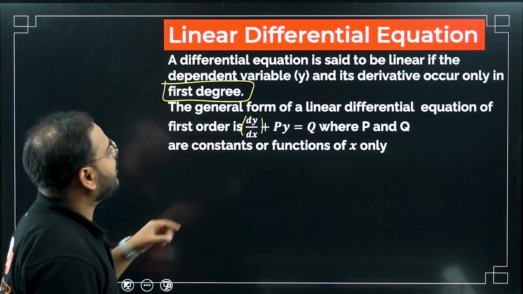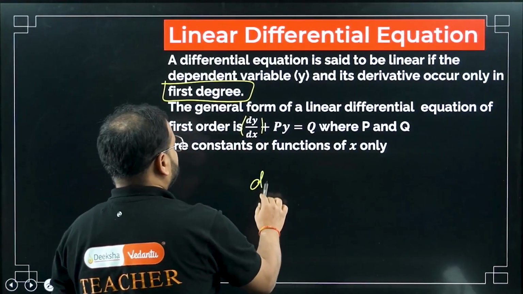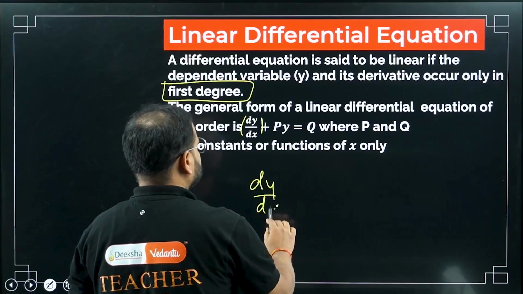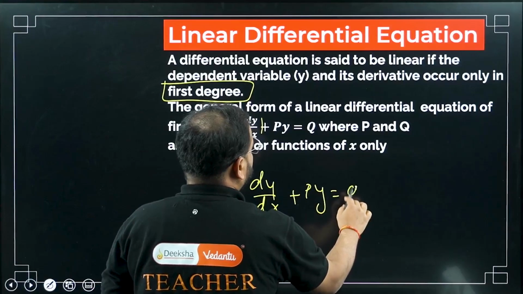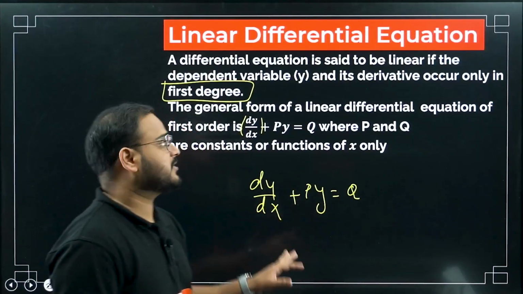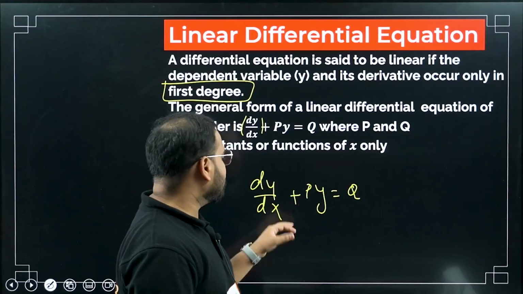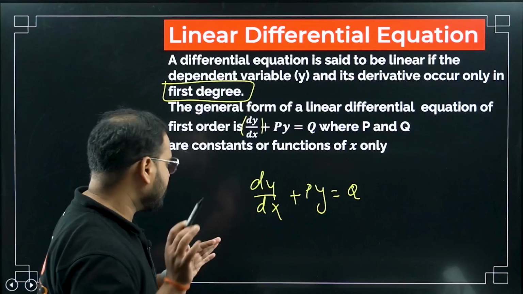In general form, we write the linear equation like this: dy by dx plus py equals q. This is not the solution, this is the standard form of the linear differential equation. The solution will look different. We'll go to that later.